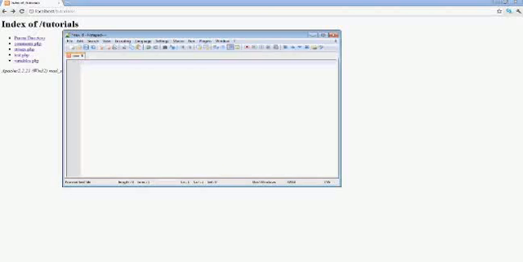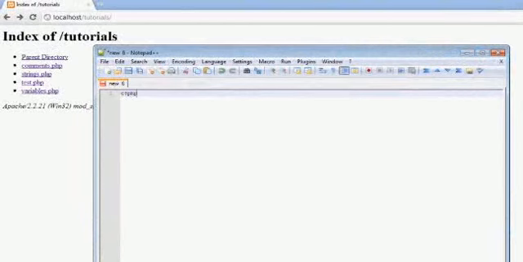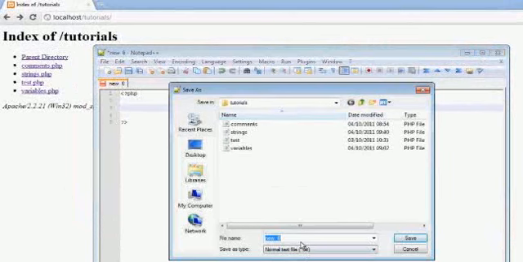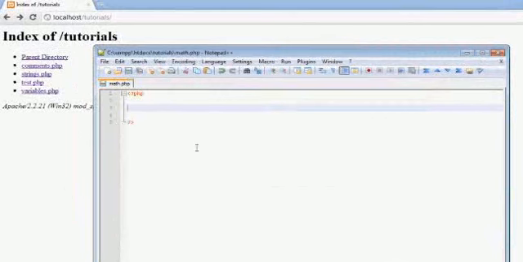In this video, we're going to cover the basic math functions in PHP: addition, subtraction, multiplication, division, and we're also going to cover increment and decrement. As always, to start our PHP file up with the start and ending tags. We're going to save this as math.php. Let's jump straight into it.